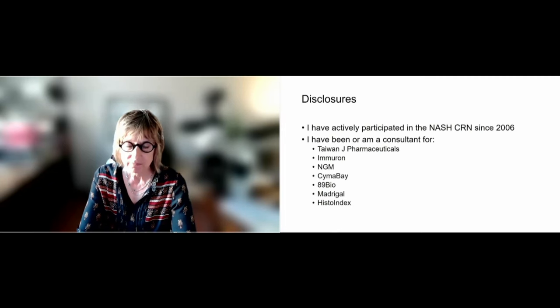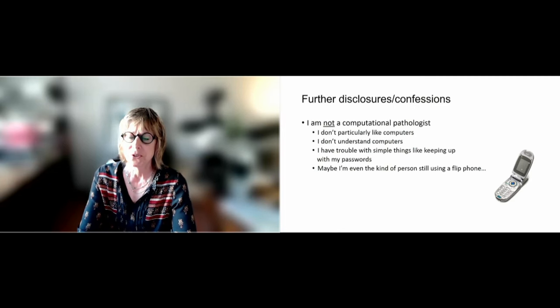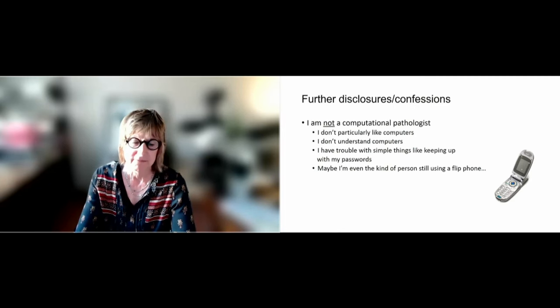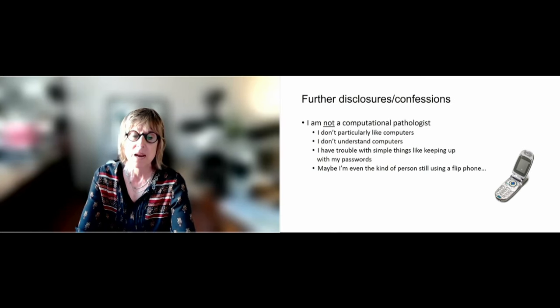Further disclosures, or maybe this is a little bit more like a confession, is that I am not a computational pathologist. I don't really like computers and I don't understand them.